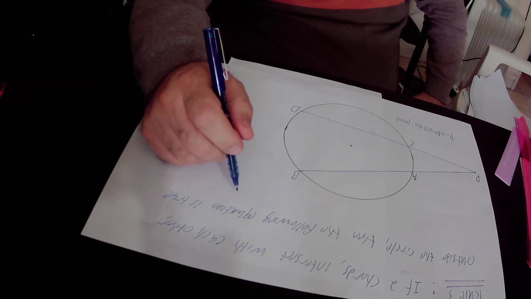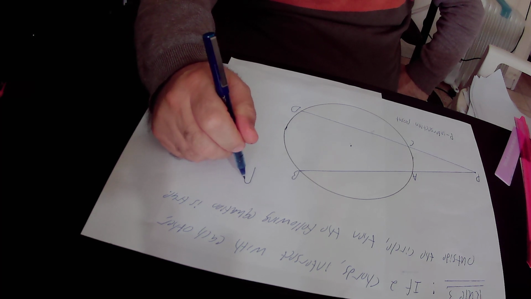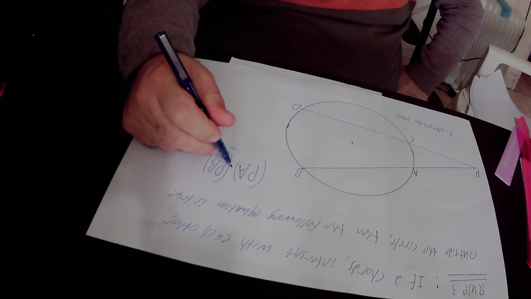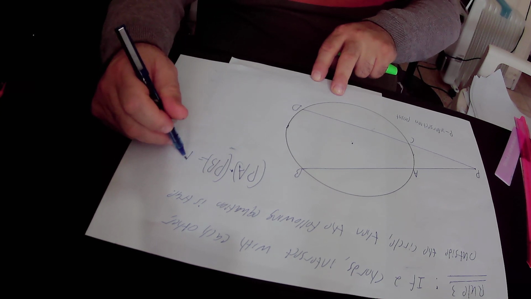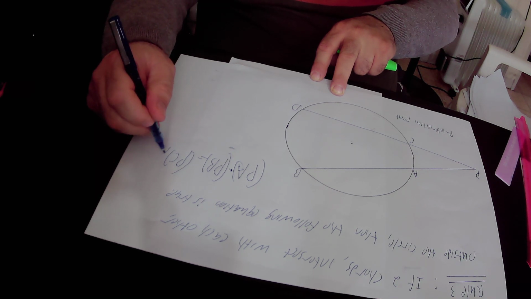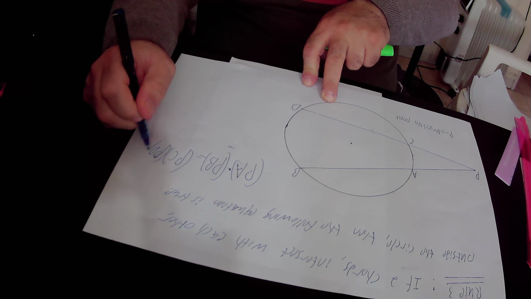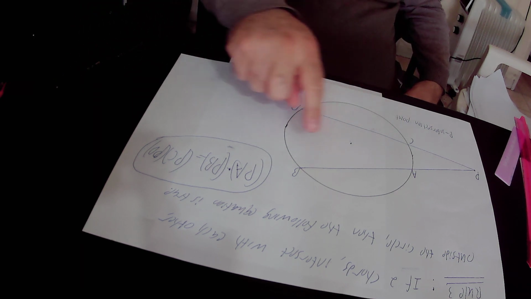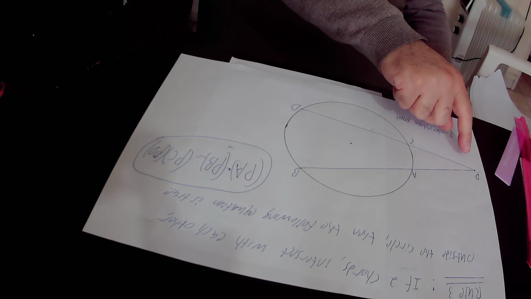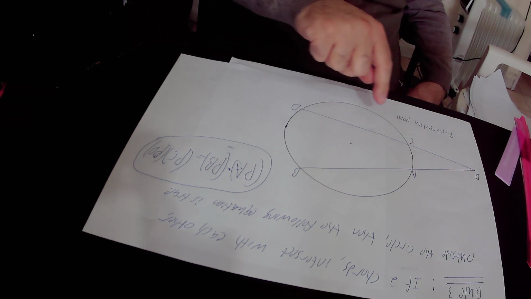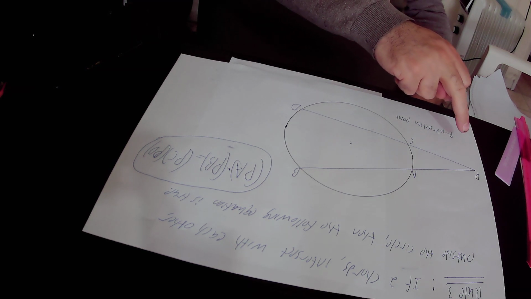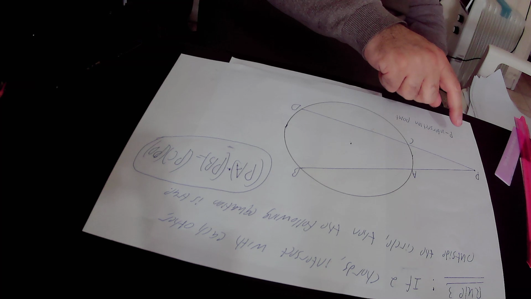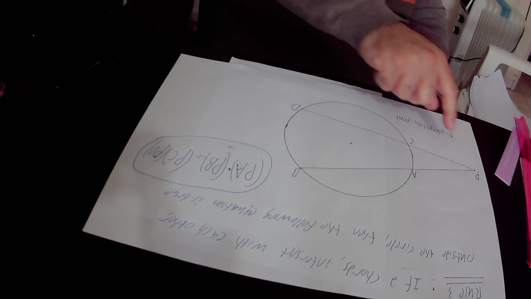PA times PB equals PC times PD. I repeat again. If chord AB intersects with chord CD at point P, the intersection point of chord AB with chord CD, so they are intersecting with each other outside the circle, then according to rule number 3, the following equation is true: PA times PB equals PC times PD.